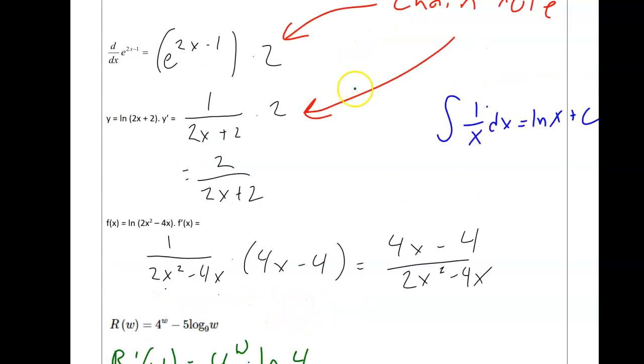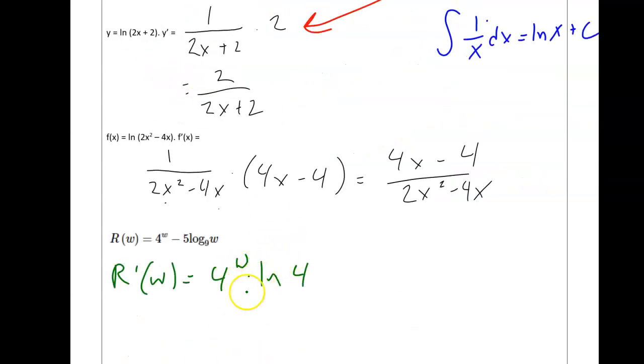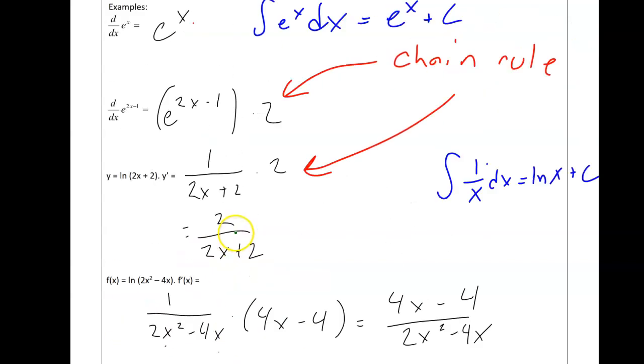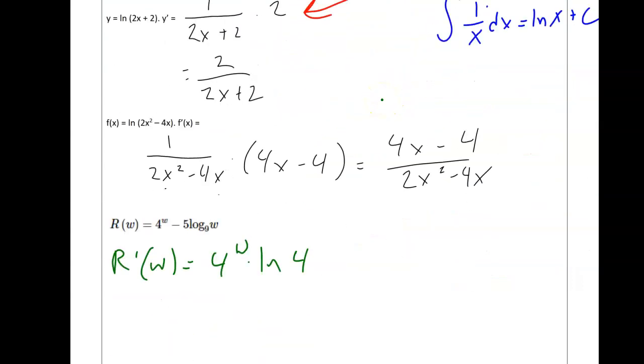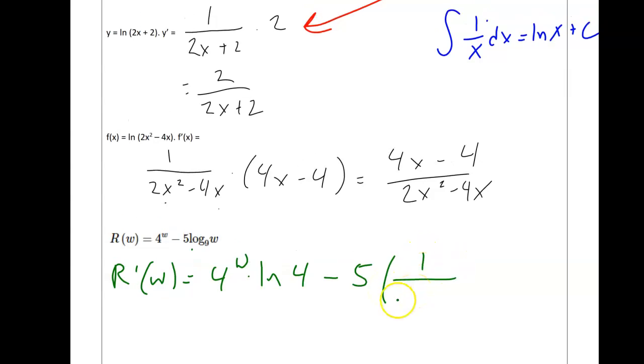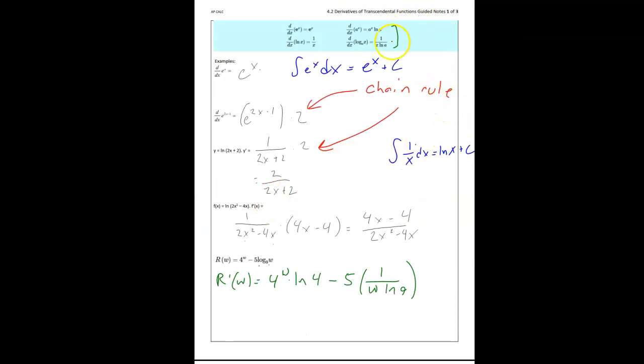So it's kind of a different flavor of my same rule. So it's almost the same as e to the x, but it's more complicated because e is just our nicest base. And then log, same thing, 1 over x times the natural log of the base. So, I notice this 5 is in front. So it's going to be 5 times 1 over w times the natural log of 9, which is my base. So those are some derivatives with some new fancy rules.